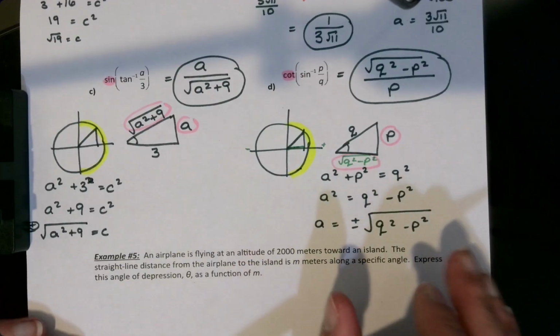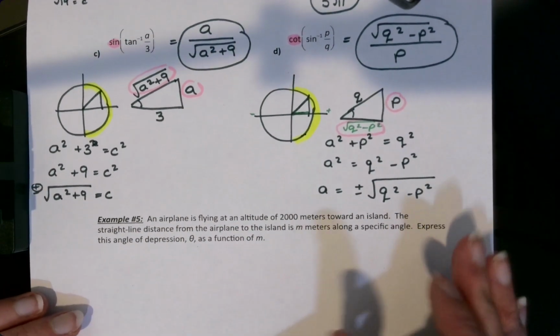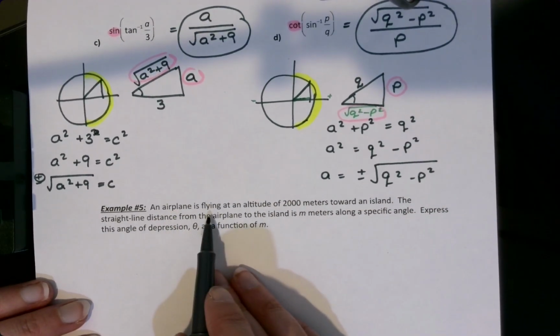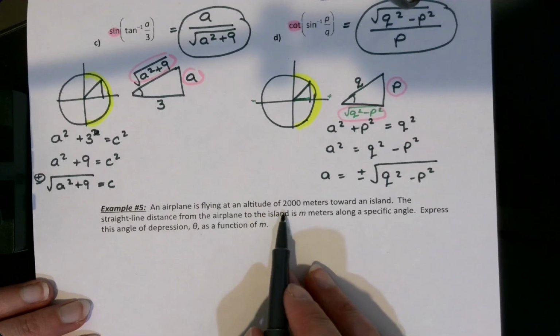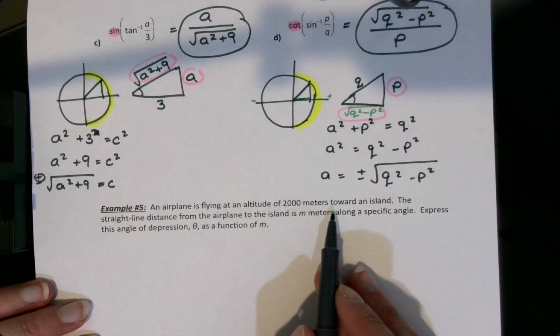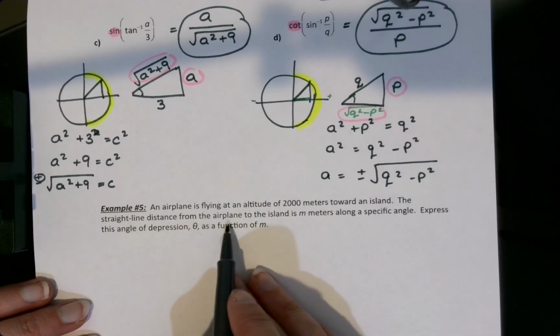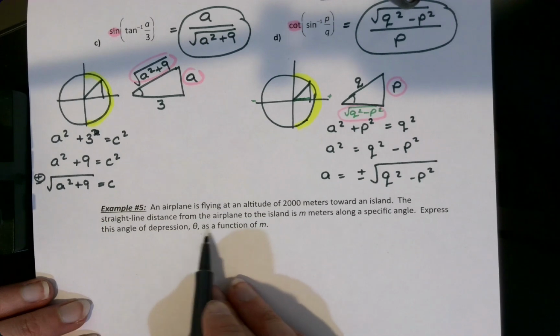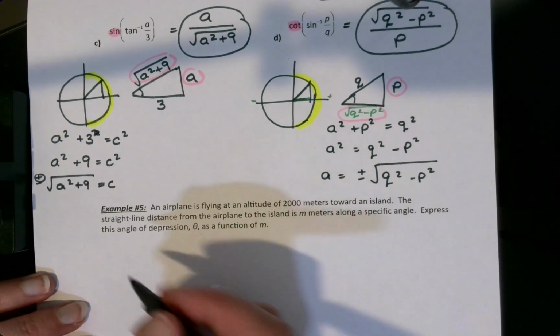All right, there is one last example at the bottom of this page. In this example, we've got an airplane that is flying at an altitude of 2,000 meters towards an island. The straight line distance from the airplane to the island is m meters along a specific angle. Express the angle of depression as a function of m. Okay.